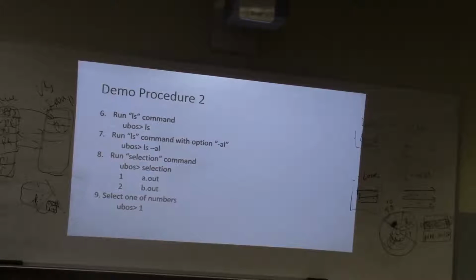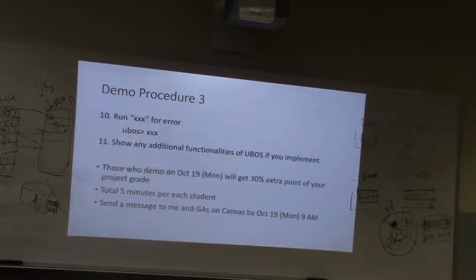Then the second task is the selection command. Selection, then a list of your executable files only. Then you can select one of these, 1, 2, number of them. Then it is executed, and also XXX should not be an executable file on your system. You don't have to take the photo, I will upload. Then whether you can handle the error. Then, if you have any additional function, sure, that will be preferred.